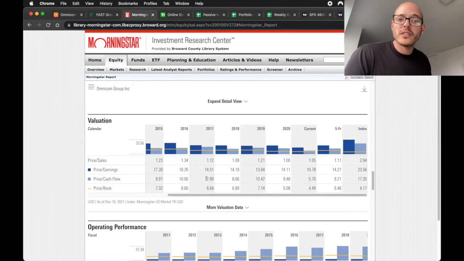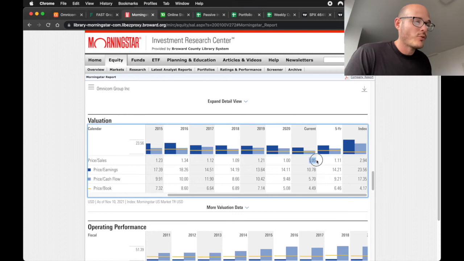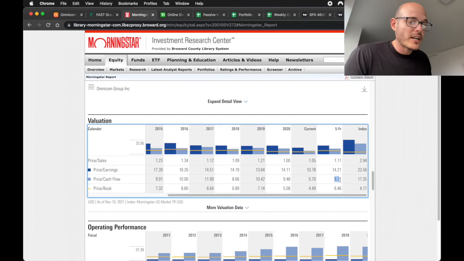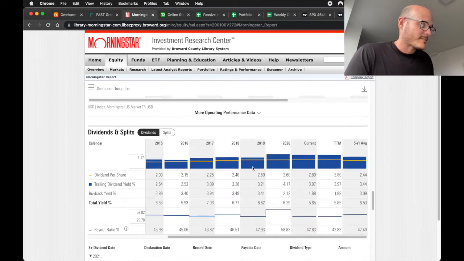Other valuation metrics that I like to look at here is the price to sales. You can see at 1.05, much lower than the 5-year average of 1.11. Price to earnings lower as well versus the 5-year average. Price to cash flow is lower than the 5-year average, almost 100% lower. And the price to book at 4.50, lower than the 5-year average. So those are all good valuation indicators that this company is undervalued based on these metrics.